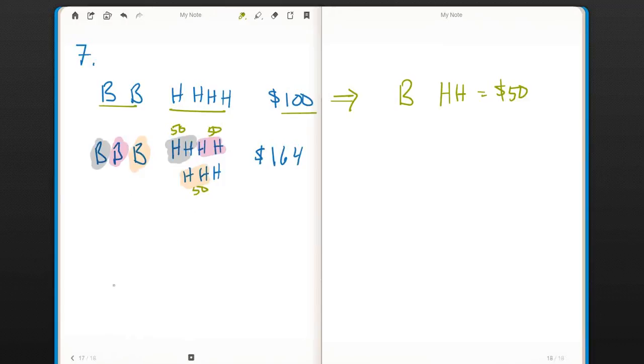So I spent $150 because I got 3 groups of a bag and 2 hats, and I have another hat, and I paid $164. Guess how much money I paid for the hat? The hat was $14, and that's the question they're asking.